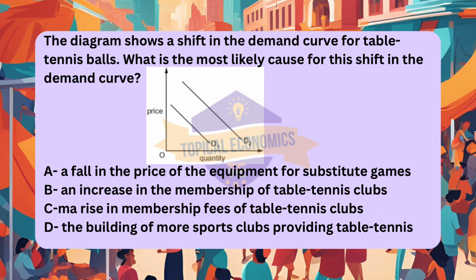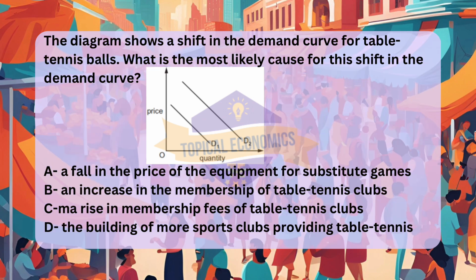A. A fall in the price of the equipment for substitute games. B. An increase in the membership of table tennis clubs. C. A rise in membership fees of table tennis clubs. D. The building of more sports clubs providing table tennis. This question is from year 2015 October, November, version 1. The correct answer for this question is option B. An increase in the membership of table tennis clubs shifts the demand to the right as seen in the diagram.